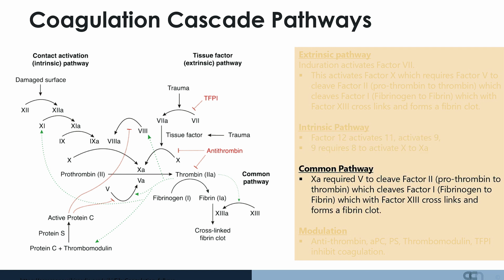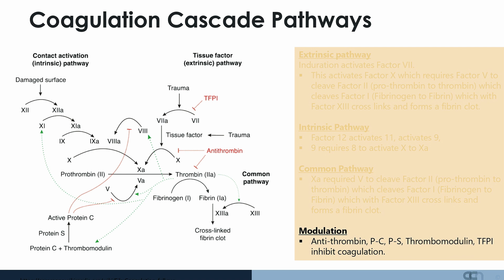This common pathway of factor 10A requires factor 5 to cleave prothrombin into thrombin, and this is what leads to the fibrinogen being converted to fibrin, eventually causing the cross-linking and formation of a fibrin clot.